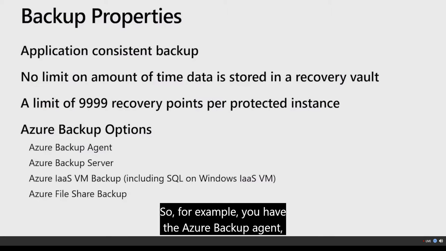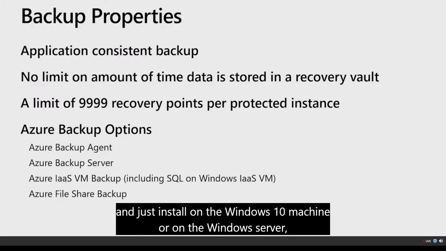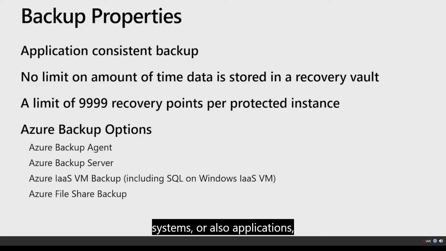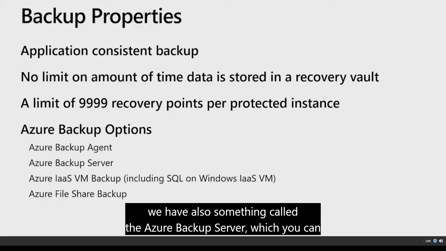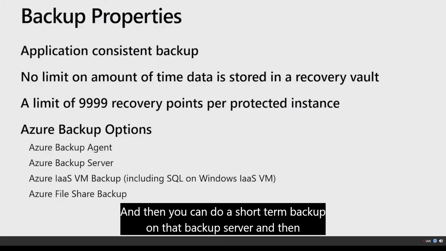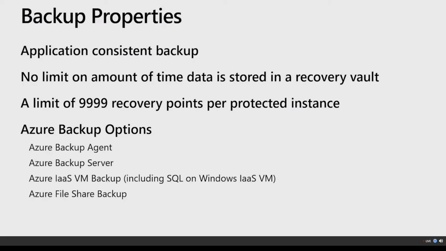So for example, you have the Azure Backup agent, which you can just install on a Windows 10 machine or on a Windows server and then back that up. If you need to back up multiple systems or also applications, we have something called the Azure Backup Server, which you can basically download and install for free on premises. And then you can do a short-term backup on that backup server and then offload the long-term backup to Azure.